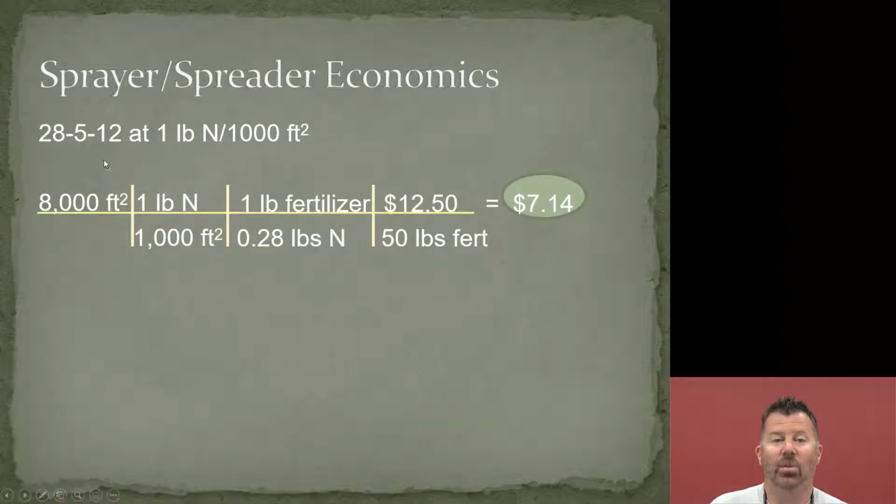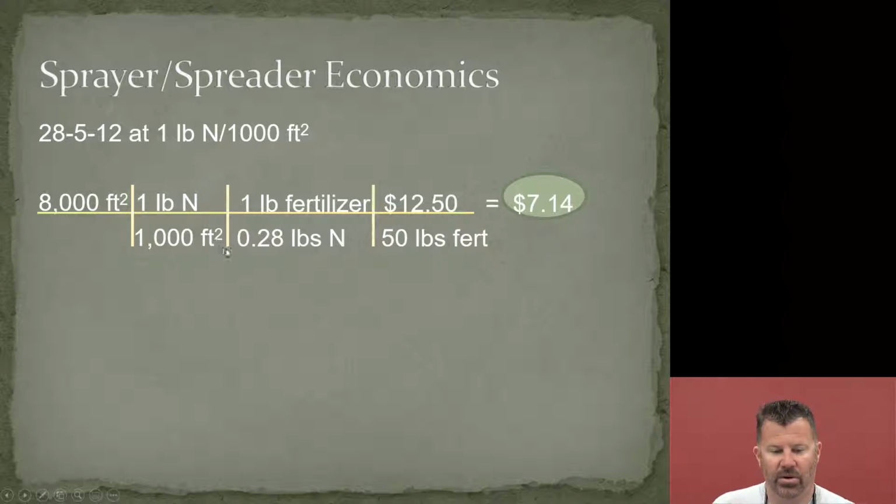So the 28,512 at 1 pound of nitrogen per 1,000 square feet. We have our 8,000 square foot lawn, 1 pound of nitrogen per 1,000 square feet, 1 pound of fertilizer gives us the 0.28 pounds of nitrogen. It is $12.50 per bag, a 50-pound bag.